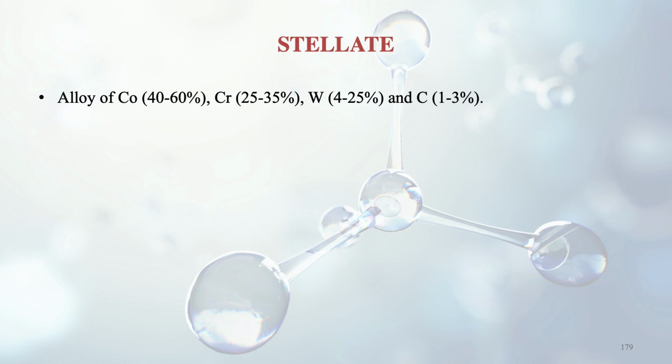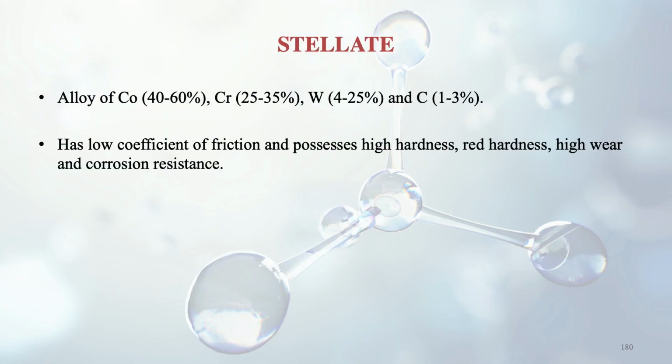It's an alloy of cobalt, that is 40 to 60% cobalt. Chromium is around 25 to 35%. Tungsten is 4 to 25% and carbon is only 1 to 3%. And its properties: it has a low coefficient of friction. That is very good because it will not cause much friction, so heating up also will be less. And these possess high hardness also, so they can cut other things. Red hardness is also good, and they have high wear and corrosion resistance, so they will not wear also. That's why they are being used as tool alloys.